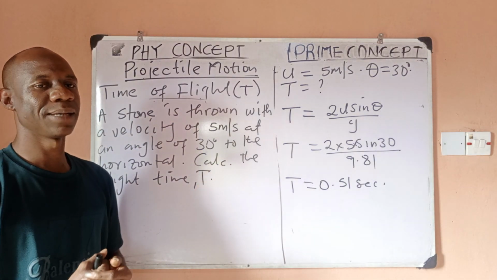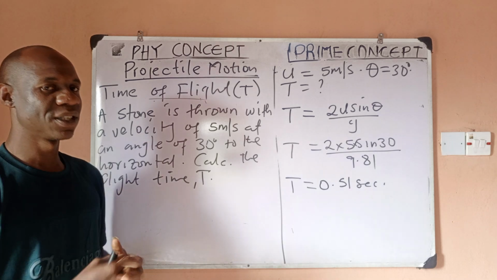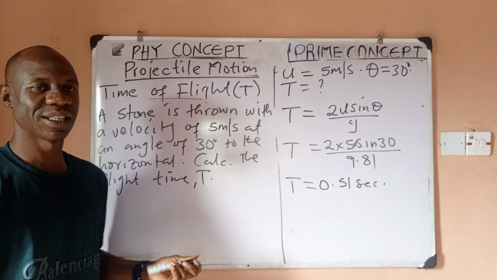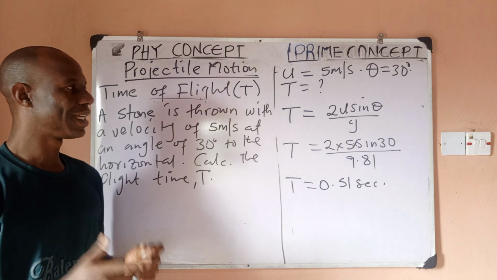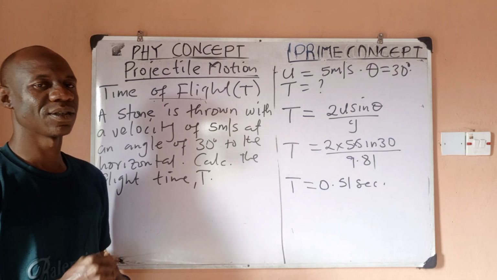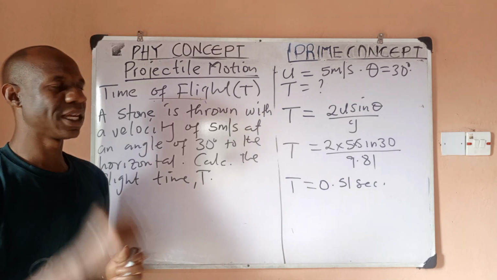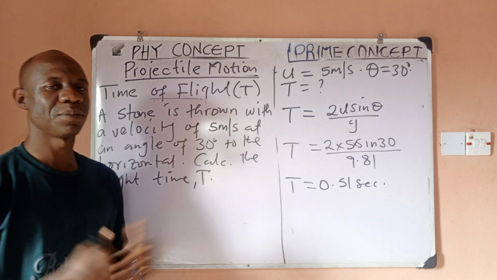Now, assuming the question says, find the time to reach the maximum height. What do you think it will be? If you understand the answer, drop it in the comment section. Find the time to reach the maximum height. Drop the answer to this one in the comment section, and I'll check if you are correct.